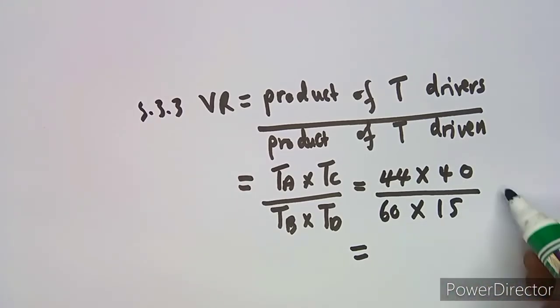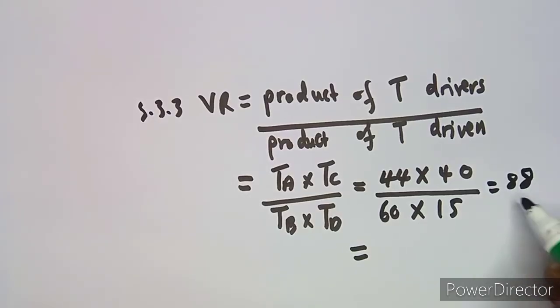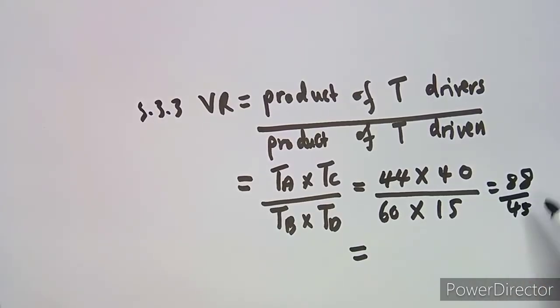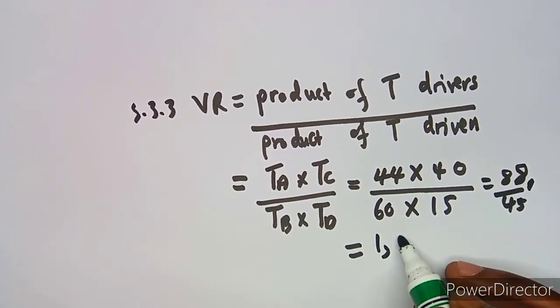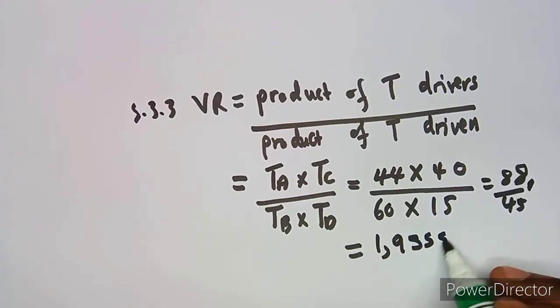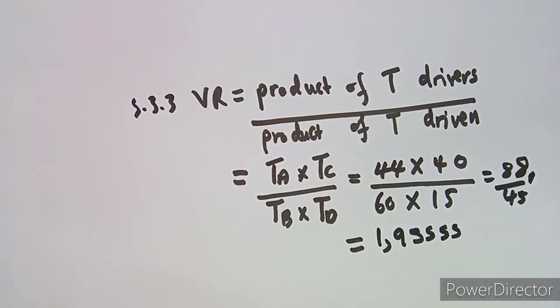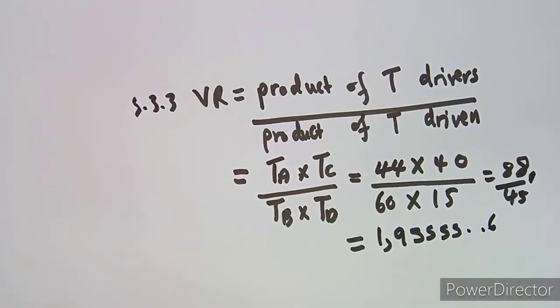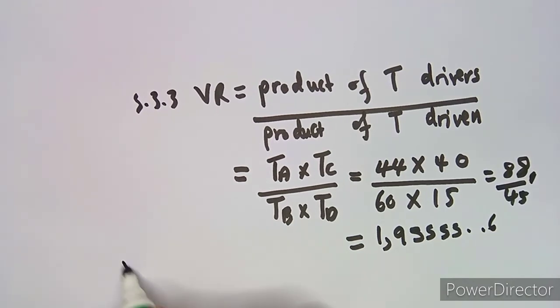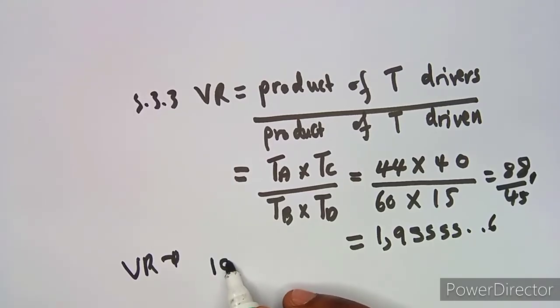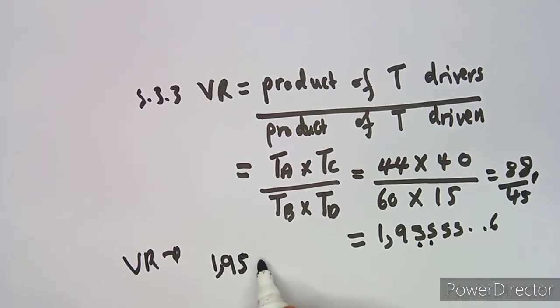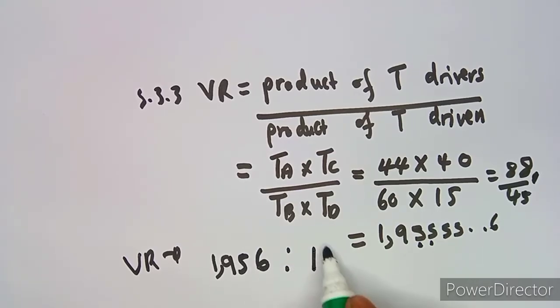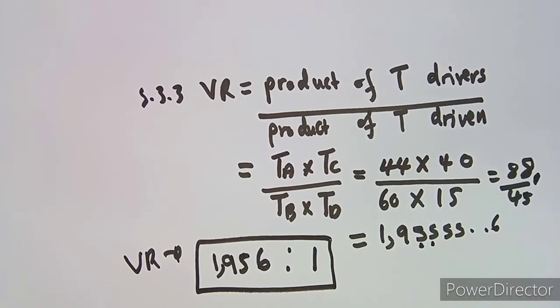From your calculator, you're going to obtain something like 88 over 45 if you multiply properly, but change this to a decimal. It's going to give you something like 1.9555555, up to a 6 at the end. But this is a ratio, so the velocity ratio is going to be, just round off, 1.956, let's say 1.956 to 1. So that will be the velocity ratio.